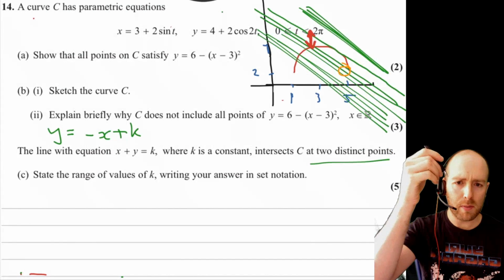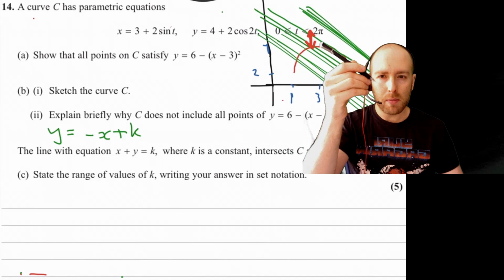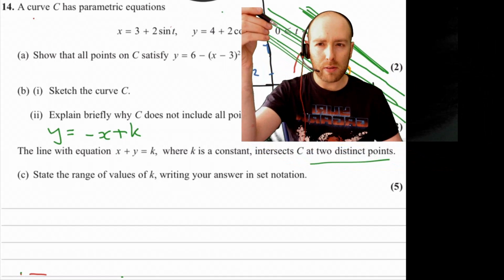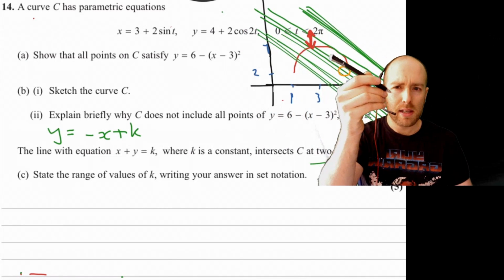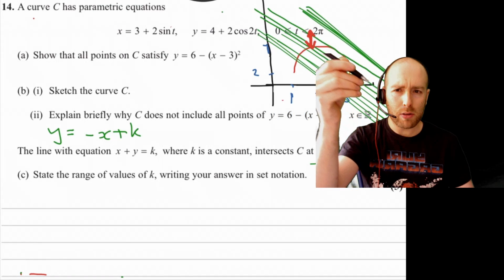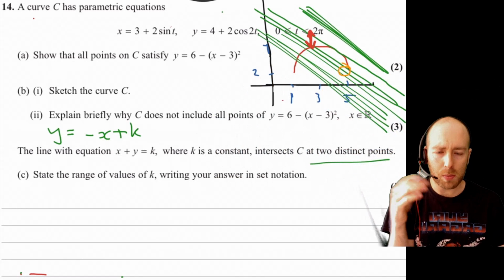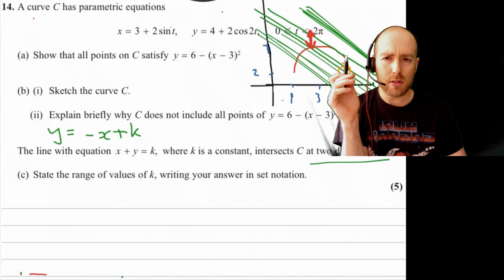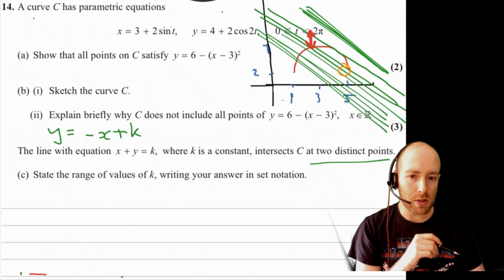Between here, not here, between here and here, we want to try and find these k values. Imagine them on the y-axis there. So the lowest value is going to be where it goes through this point here, which is 5, 2. So we're going to put that in and find that point. Then we're going to use the discriminant to try and find this point in order to find the range of k values.